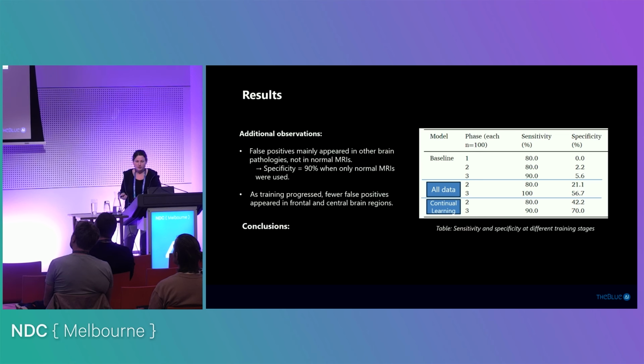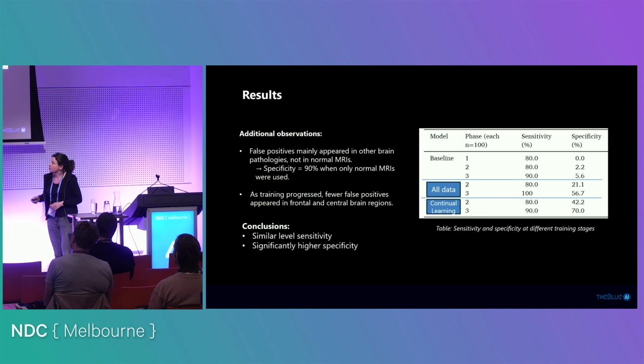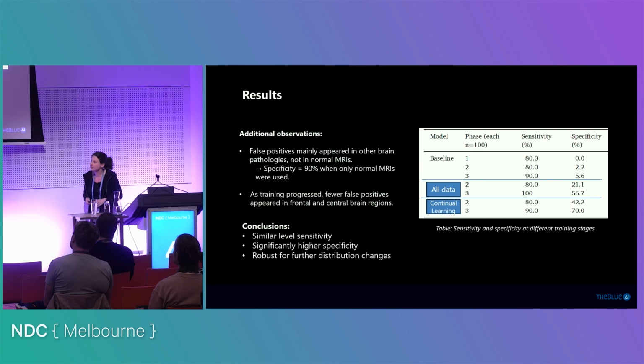So to draw some conclusions here, we see that using continual learning allowed us to achieve a similar level of sensitivity and a significantly higher level of specificity. And maybe something that is not so easy to see here, but very important, is that the continual learning approach is much more robust for future trainings when you change the data distribution.